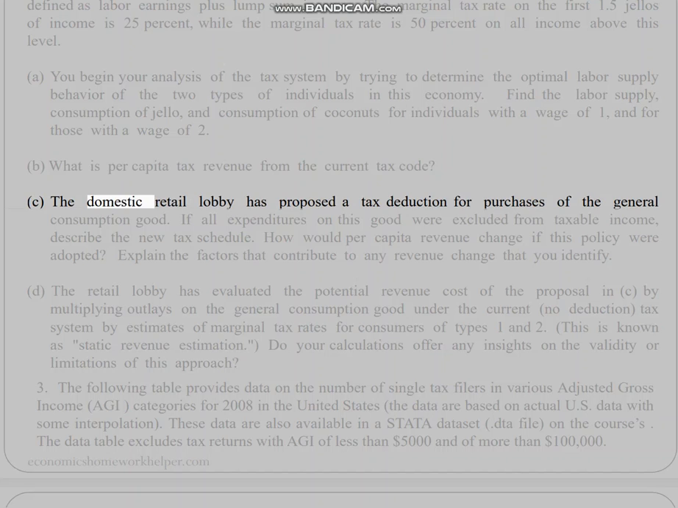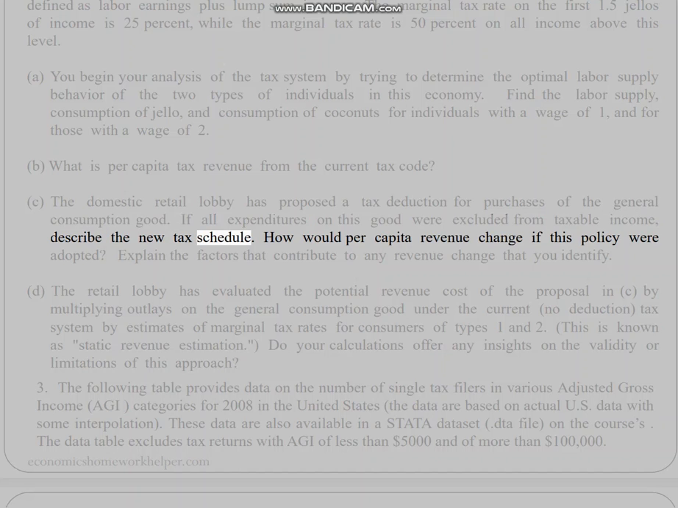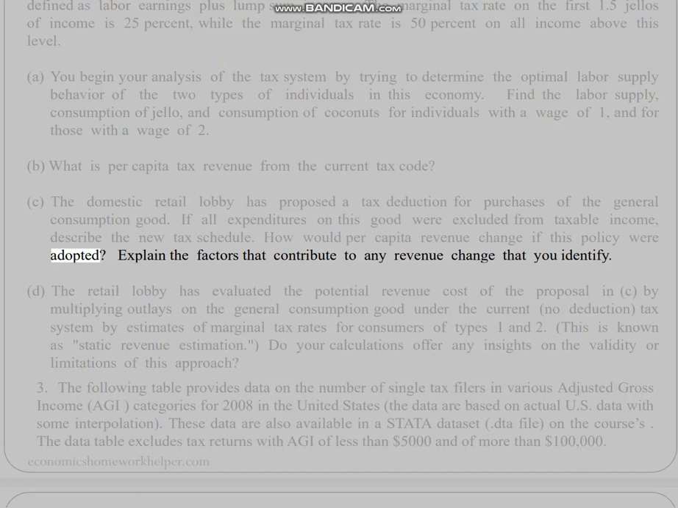C. The domestic retail lobby has proposed a tax deduction for purchases of the general consumption good. If all expenditures on this good were excluded from taxable income, describe the new tax schedule. How would per capita revenue change if this policy were adopted? Explain the factors that contribute to any revenue change that you identify.